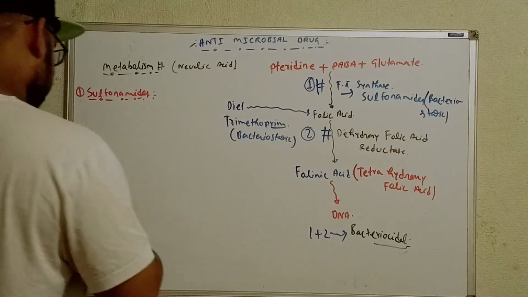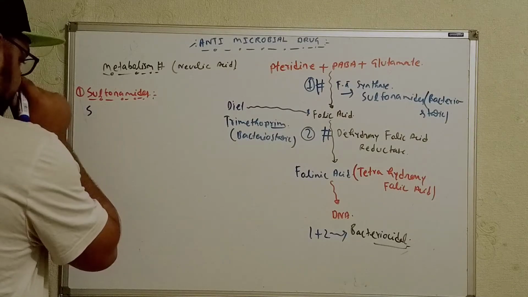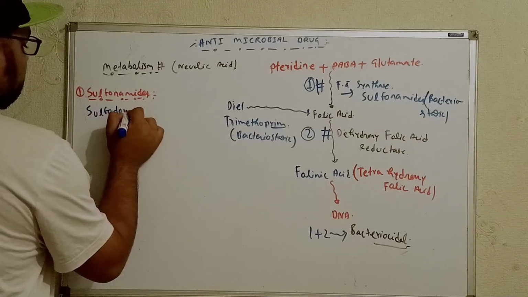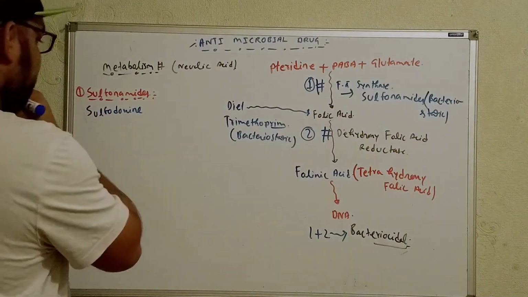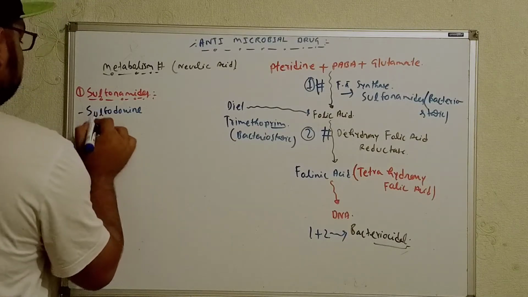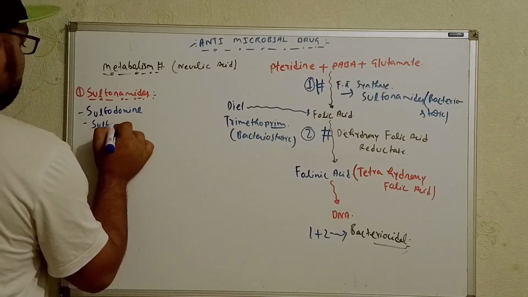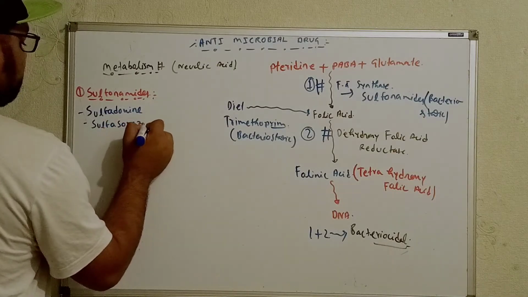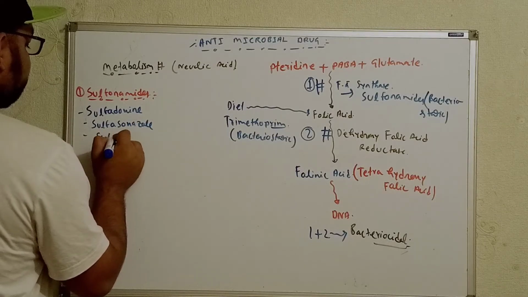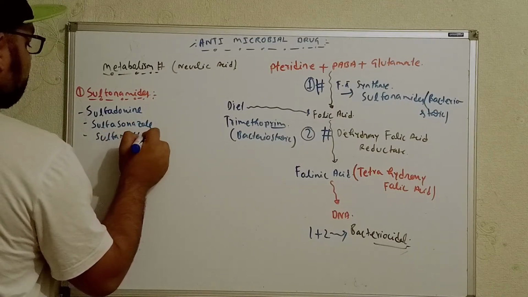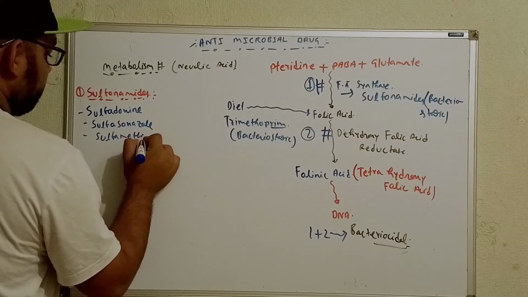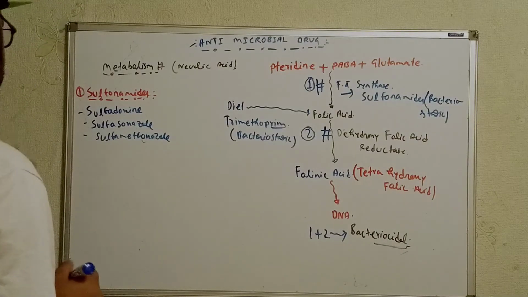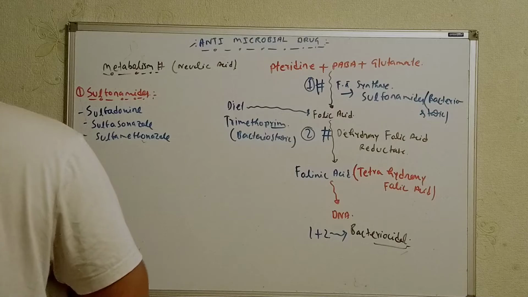Whatever drugs we get under it, let me write the names. Sulfadoxine. Then we'll get sulfoxazole, sulfamethoxazole, and sulfasalazine.